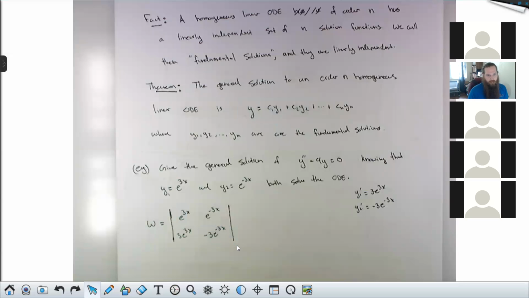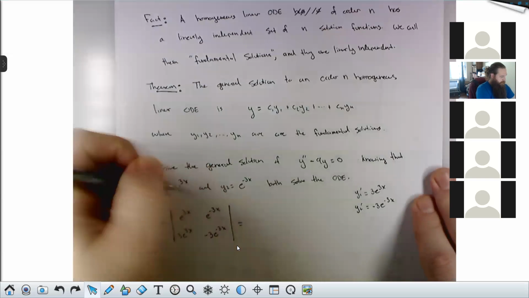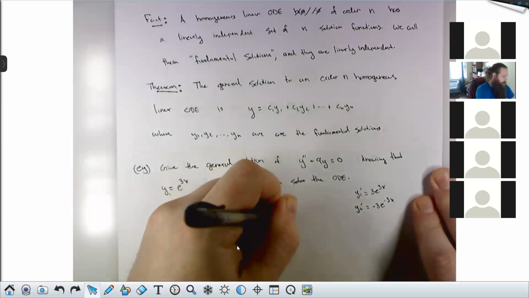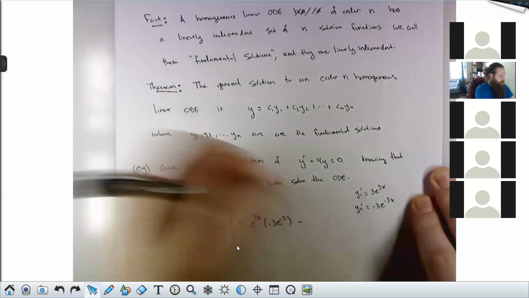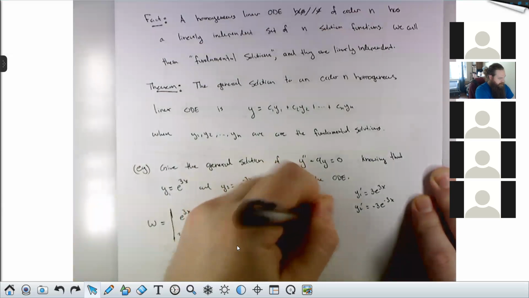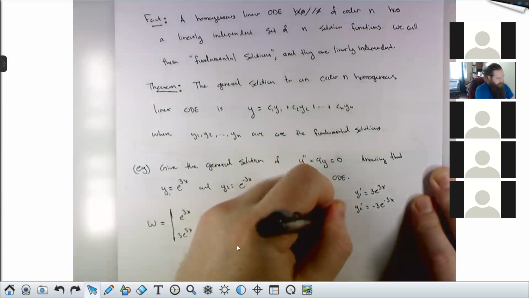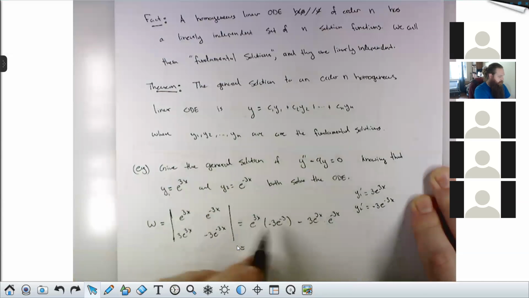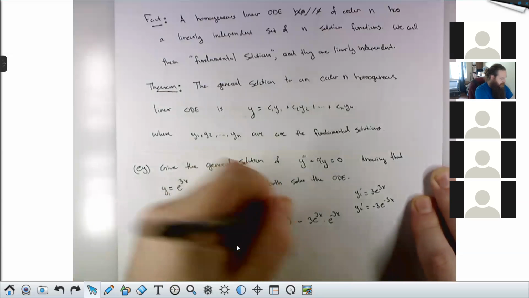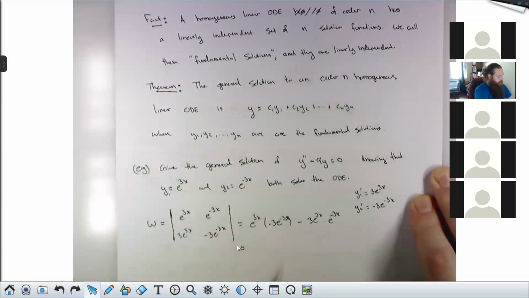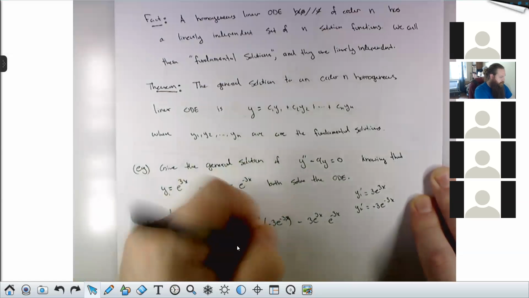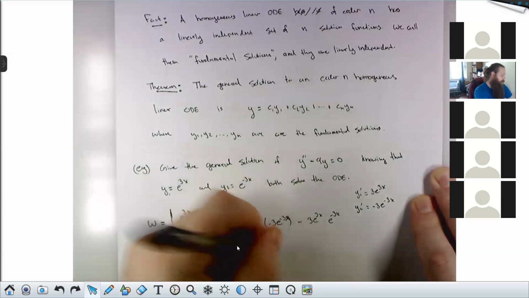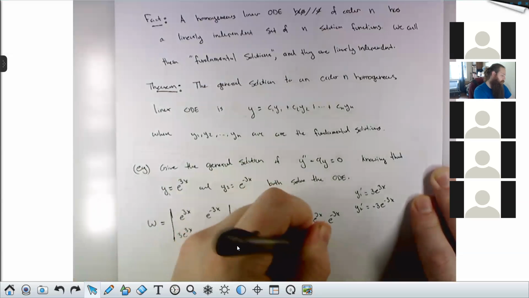So this times this, the computation here really isn't bad, so I'll go ahead and do it, minus this times this. So this is e to the 3x times negative 3 times e to the negative 3x. But e to the 3x times e to the negative 3x is 1. So this is just negative 3 minus, and the same thing happens here. e to the 3x times e to the negative 3x is also 1. So this is negative 6, which is definitely not 0.